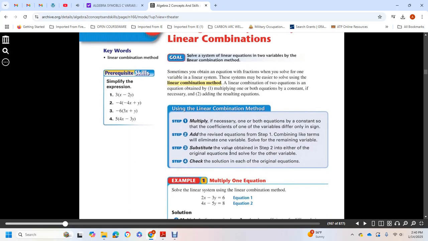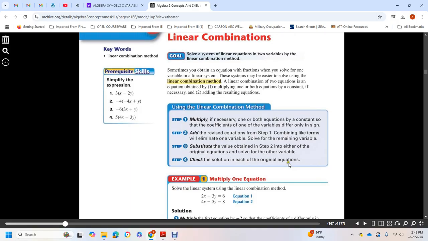Step 1: Multiply, if necessary, one or both equations by a constant so that the coefficients of one of the variables differ only in sign. Step 2: Add the revised equations, combining like terms to eliminate one variable, and solve for the remaining variable. Step 3: Substitute the value obtained in step 2 into either of the original equations and solve for the other variable. Step 4: Check the solution in each of the original equations.